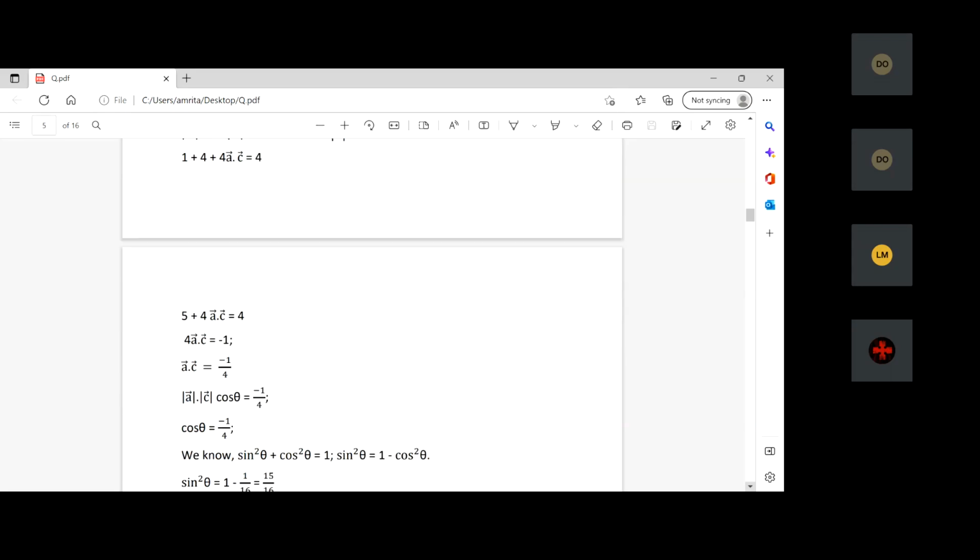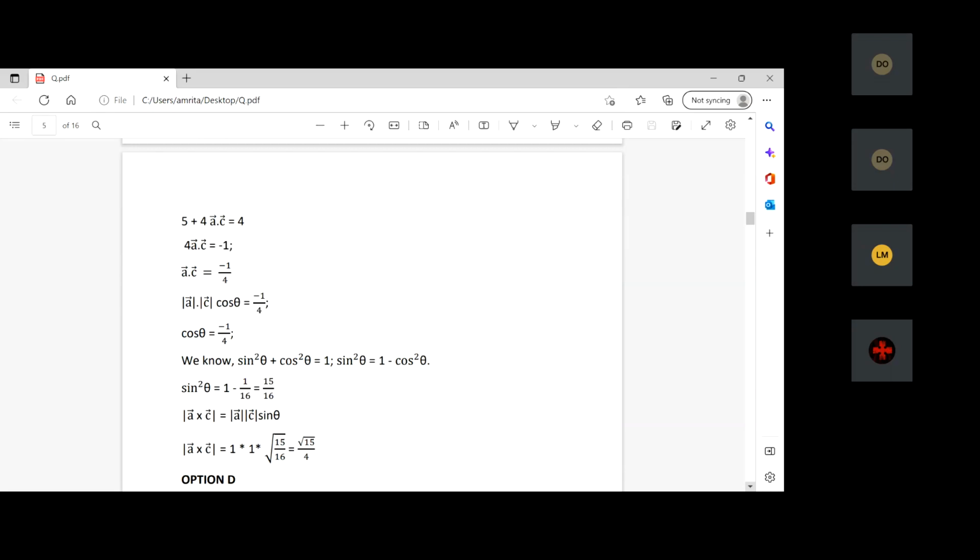Now you need to identify all the formulas that you have studied about the cross product and the dot product. So I hope you remember this formula, right? You have A dot C, it's cos theta. So you will be able to replace this with cos theta. So you know what's the value of cos theta? It's minus 1 by 4. Once you have the value of cos theta, it's easy to find out the sine theta, and by that way you'll be able to find out the cross product also. So what is sine theta?